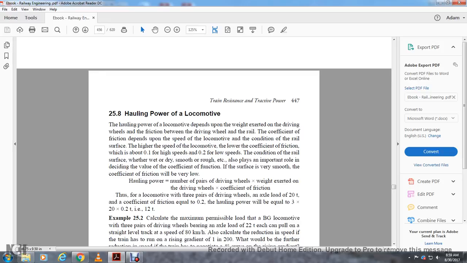Thus, for a locomotive with 3 pairs of driving wheels, the axle load of 20 tons, and the coefficient of friction of 2/10, the hauling power is equal to 3 times 20 times 2/10 of a ton, which equals 12 tons.